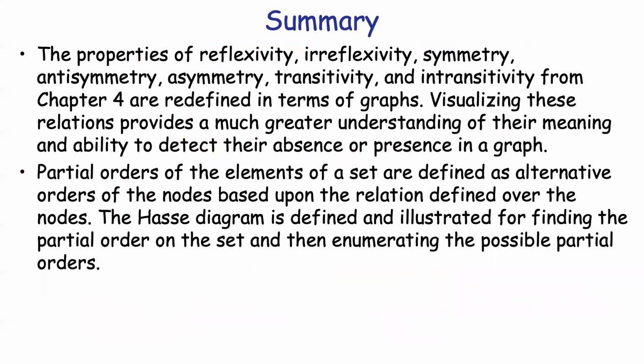The properties are reflexivity, irreflexivity, symmetry, asymmetry, antisymmetry, transitivity, and intransitivity from chapter 4, and they are redefined in terms of graphs. Visualizing these relationships provides a much greater understanding of their meanings and the ability to detect their absence or presence in a graph. Partial ordering of the elements of a set is defined as alternative orders of the nodes based upon the relationships defined over the nodes. The Hasse diagram is defined and illustrated for finding the partial order on a set and then enumerating the possible partial orders.